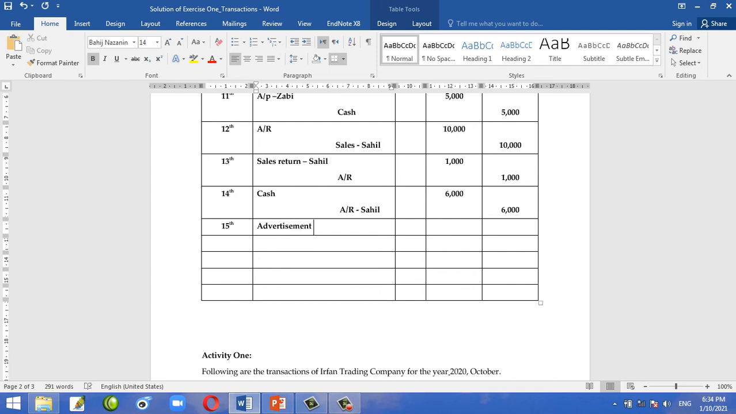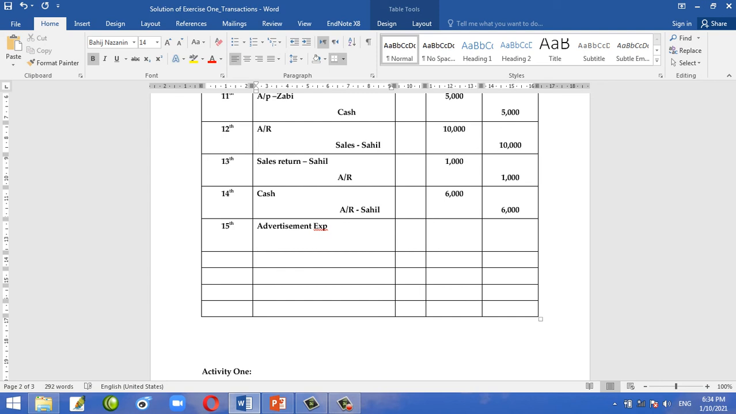You can record advertisement, or you can record advertisement expenses. Both of them are the same, but it is enough to write advertisement against cash. Advertisement against cash. So worth of 1000 is given for the advertisement.